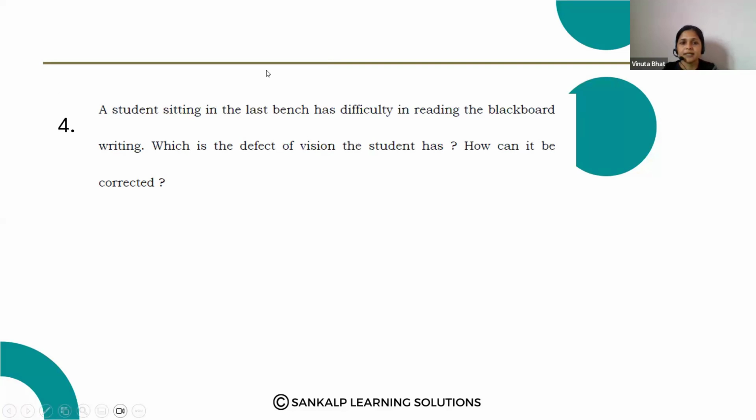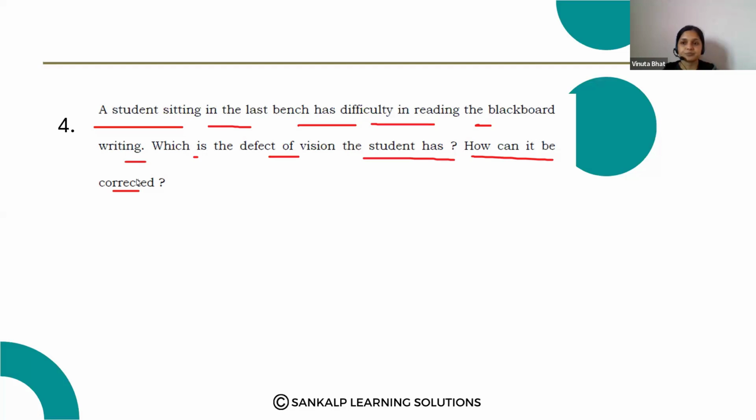Next question. Read the question properly. A student sitting in the last bench has difficulty in reading the blackboard writing. Which is the defect of vision the student has? How can it be corrected?